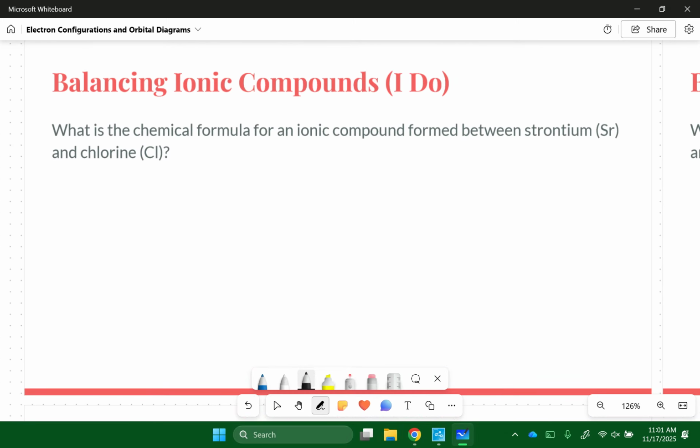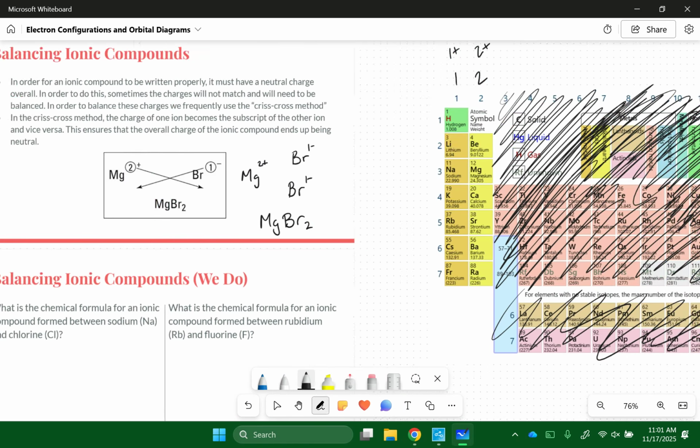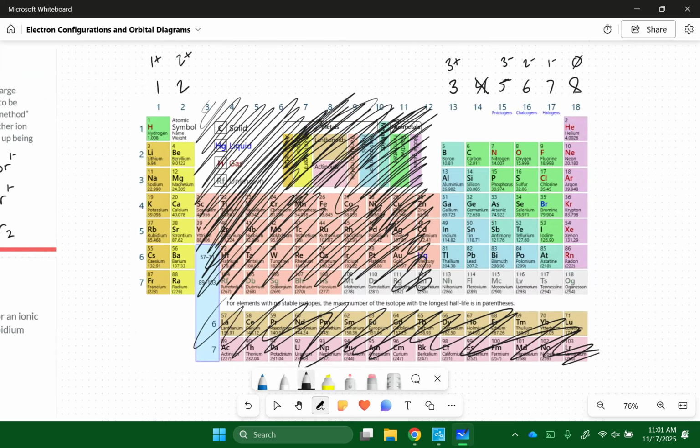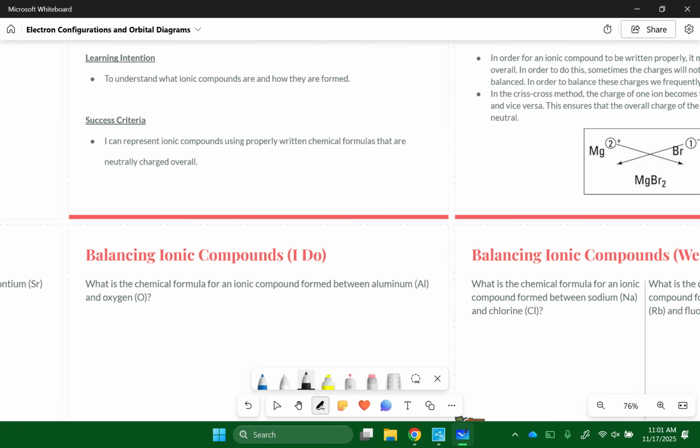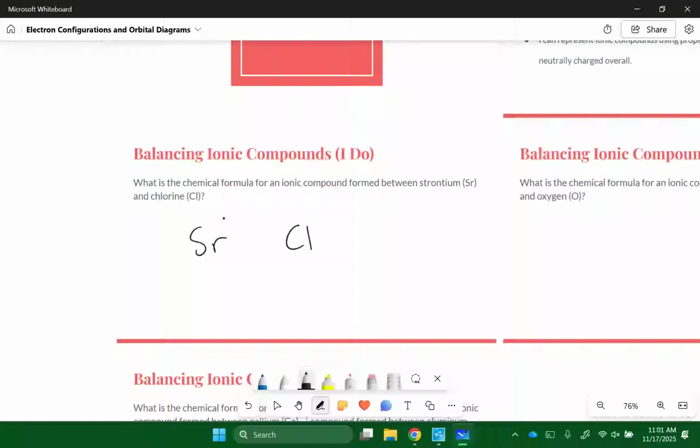Okay. So it says, what is the chemical formula for an ionic compound formed between strontium and chlorine? The first thing I need to do is identify what charges these are going to be. So let's look at my periodic table real quick. Strontium is right here. It's a group 2, so it's going to have a +2 charge. Chlorine is over here in group 17, which means it's got a -1 charge. So strontium is 2+, chlorine is -.